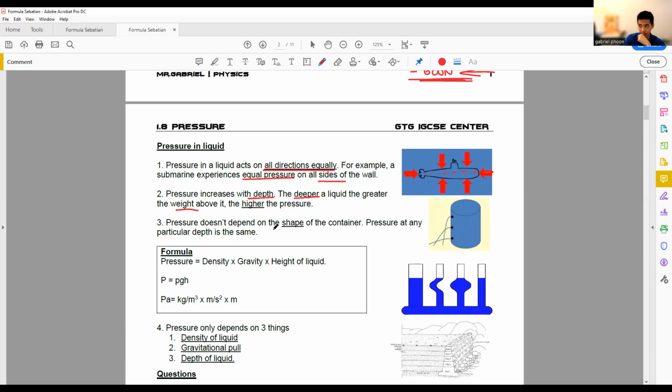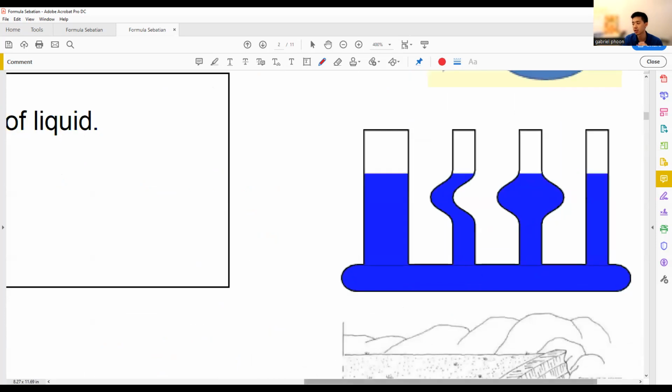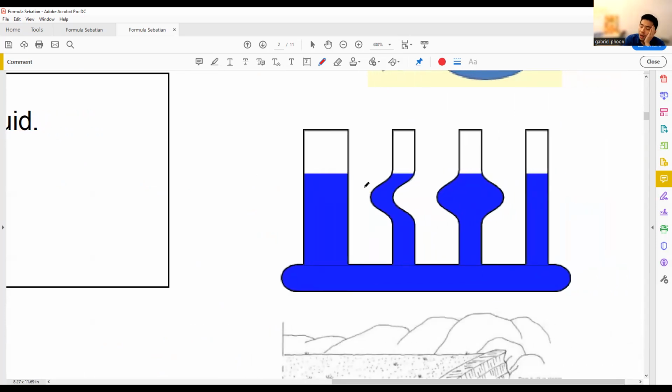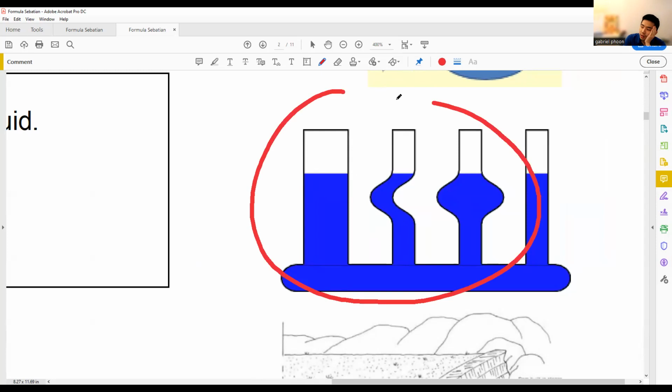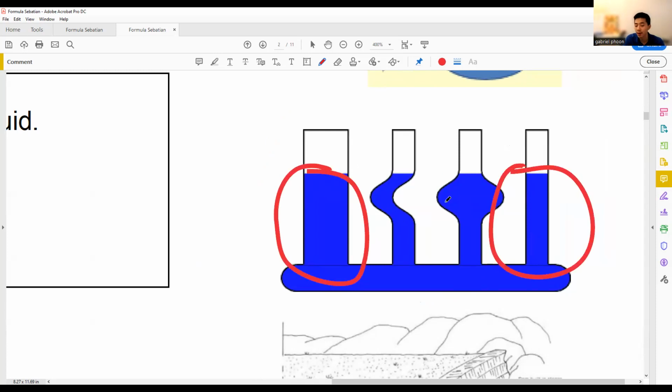Then, pressure doesn't depend on the shape of the container. Pressure at any particular depth is the same, which is a very, very common misconception among students, guys. If I were to ask you, in these water containers, which one do you think has the greatest pressure? Which one would you answer? All of them are the same, even though it may seem like this one here has more volume than this one here, right?